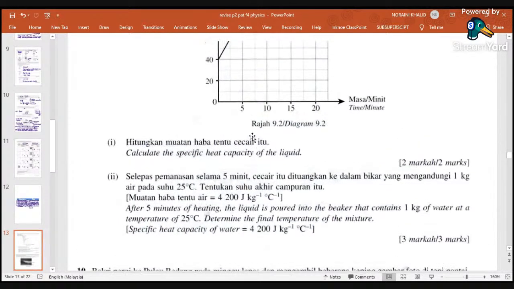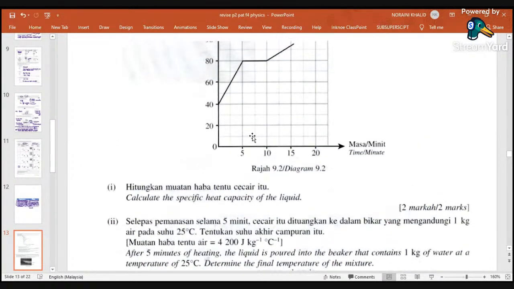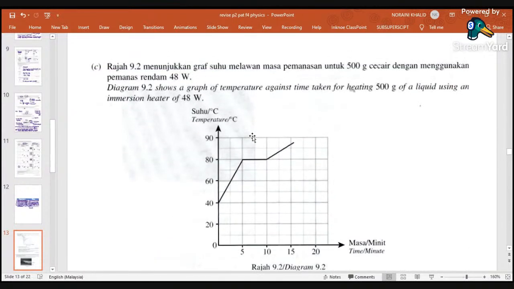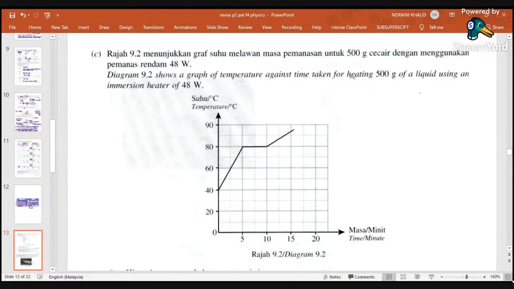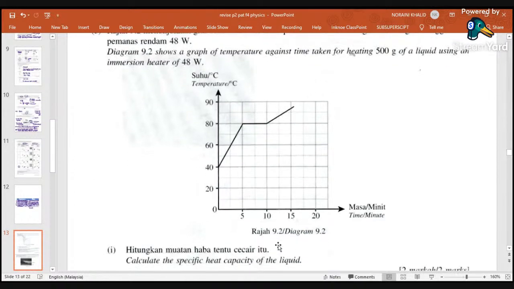Okay, this one, next question. C. The diagram shows a graph of temperature against time taken for 500 gram of liquid using an immersion heater of 48 watt. Okay, 48 watt. Now the question is: calculate the specific heat capacity of the liquid.